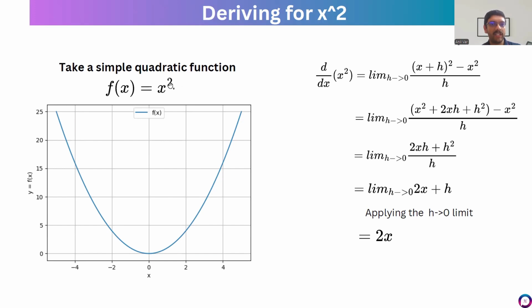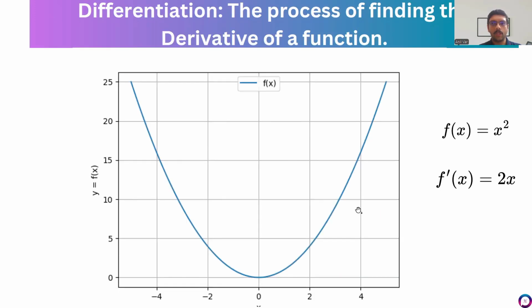The d by dx of x squared is 2x. So we've just quickly derived what this derivative is, and this will help you out. In fact, I'd encourage you to go try it out for an x cubed, just to give your basic high school maths a little test. Okay, so we've just seen what a derivative is. We've done a quick derivation for f of x equal to x squared.